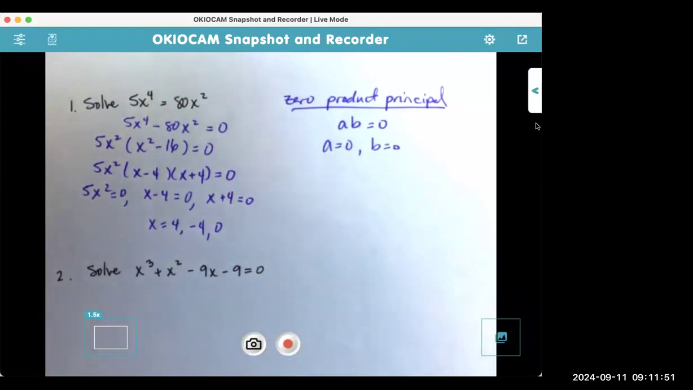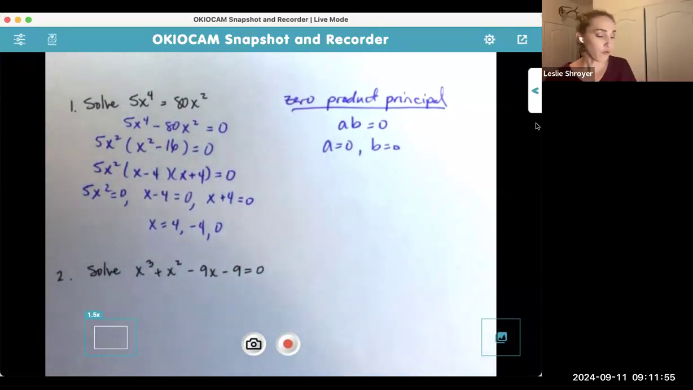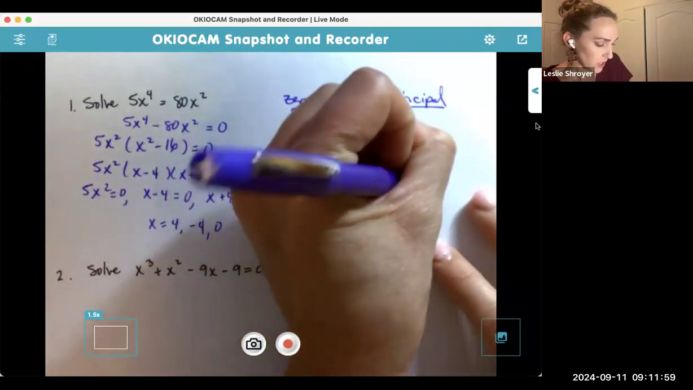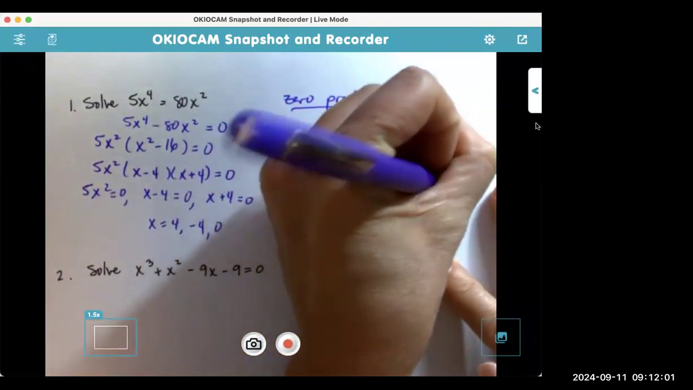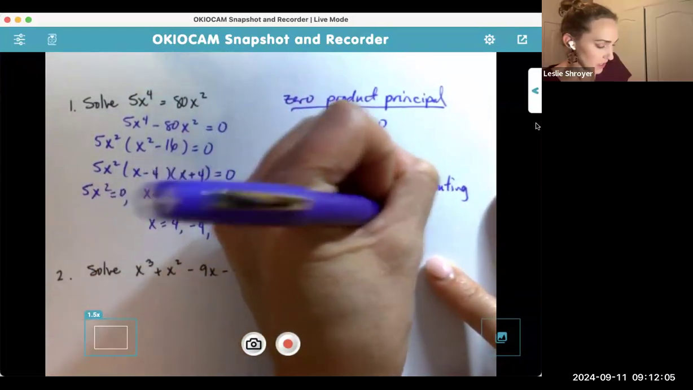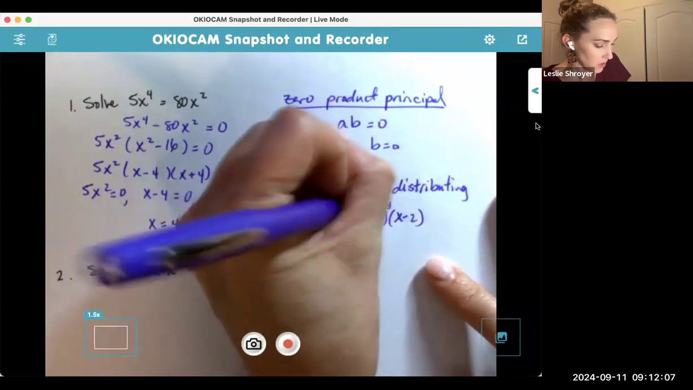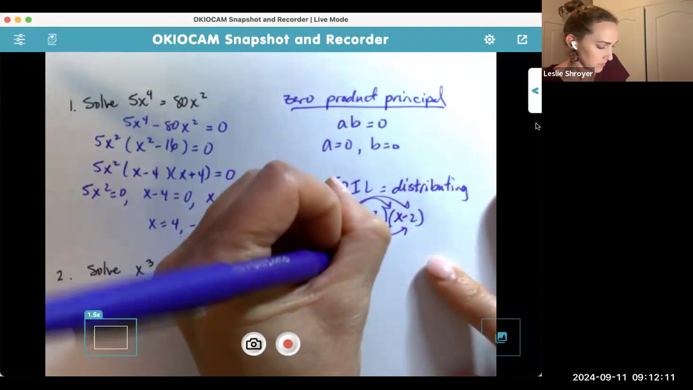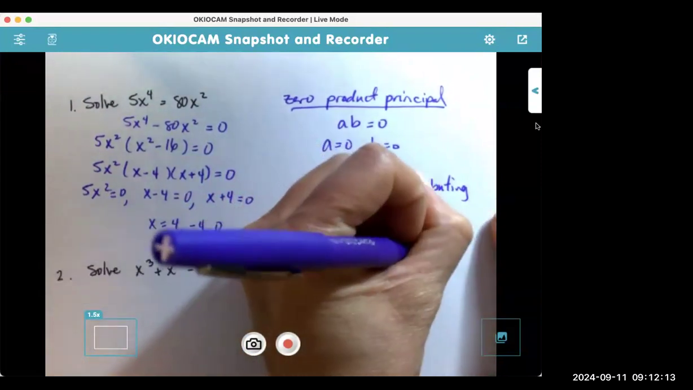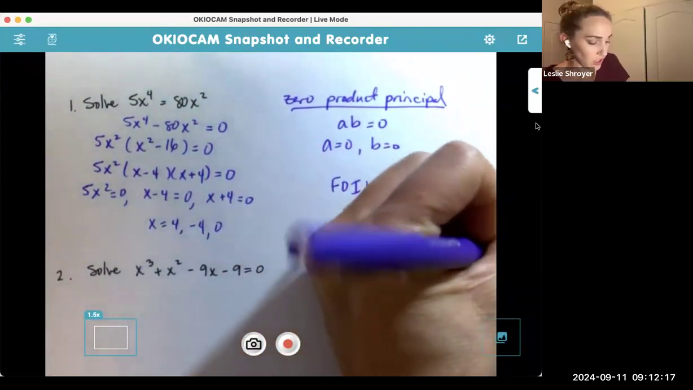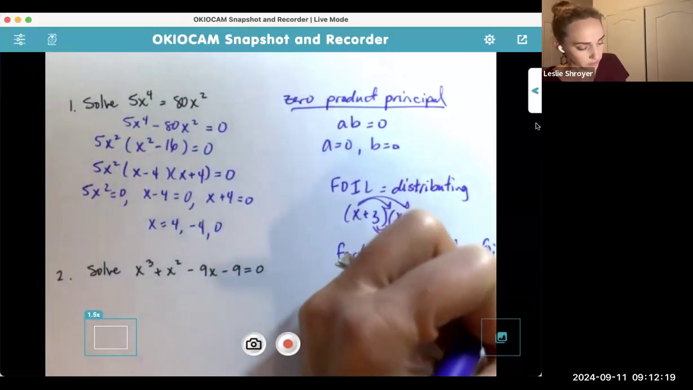So we don't FOIL either? Right, we don't have to FOIL. FOIL is equal to distributing. So that would be like x plus 3 times x minus 2 and distributing. We are factoring. Which is undoing. Good. Undoing FOIL, if you would, or distributing.